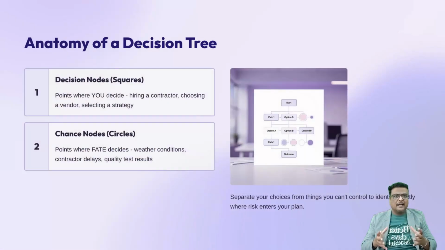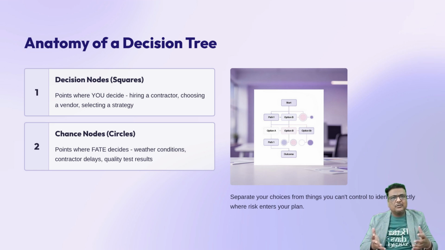This brings us to the anatomy of a decision tree. The technical books describe this as a structure consisting of decision nodes, usually shown as squares, where a choice is made, and chance nodes, shown as circles, where uncertainty exists. To put it simply, squares mean you decide and circles mean fate decides. Stay with me here, because you've probably seen this at the office. A square node is you choosing to hire a new contractor. A circle node is the 20% chance that the contractor might be late.